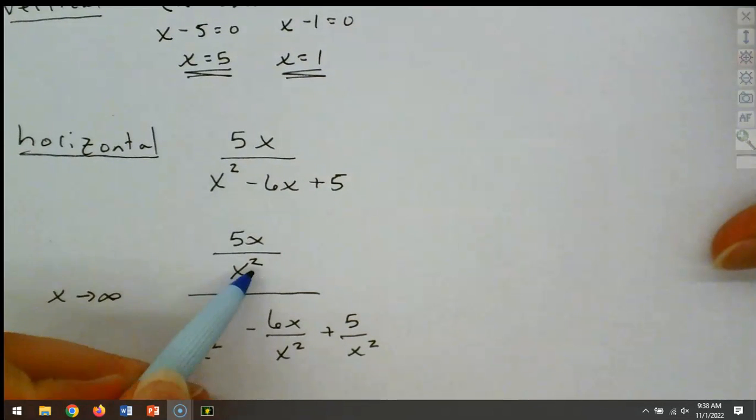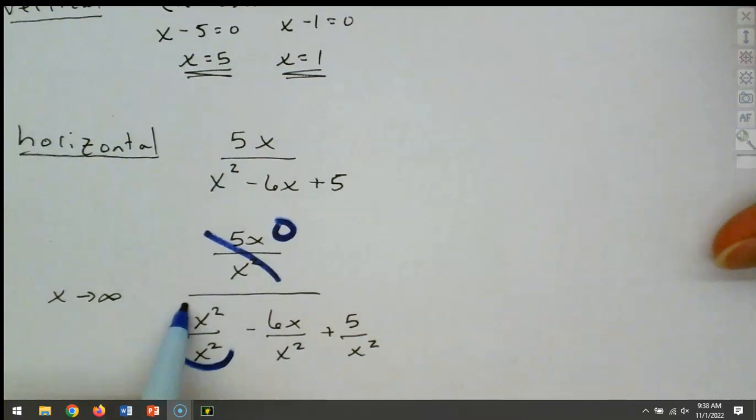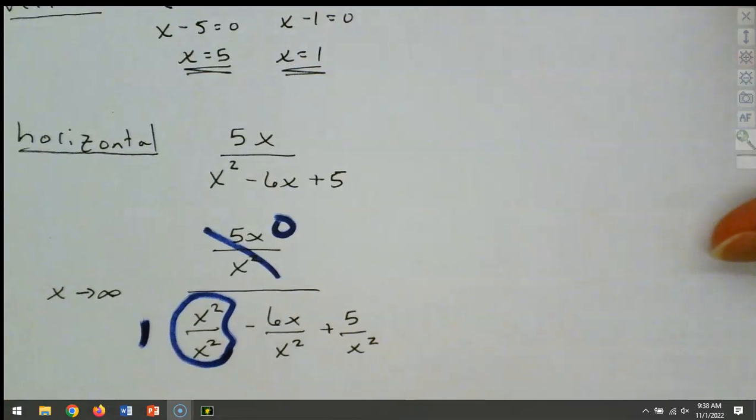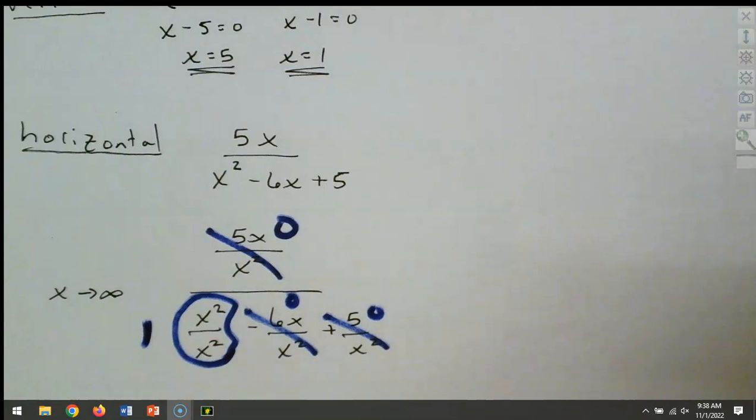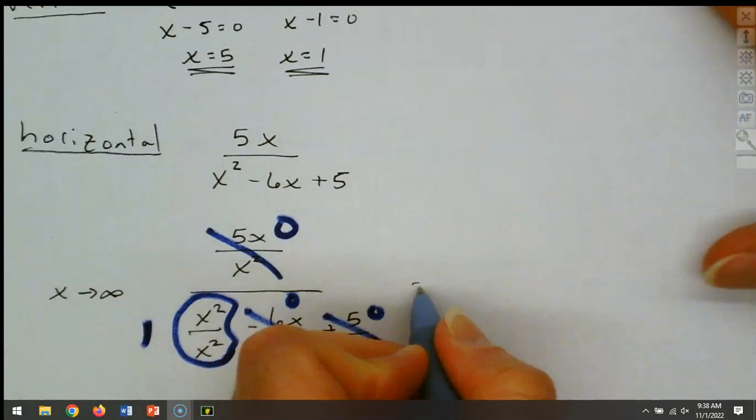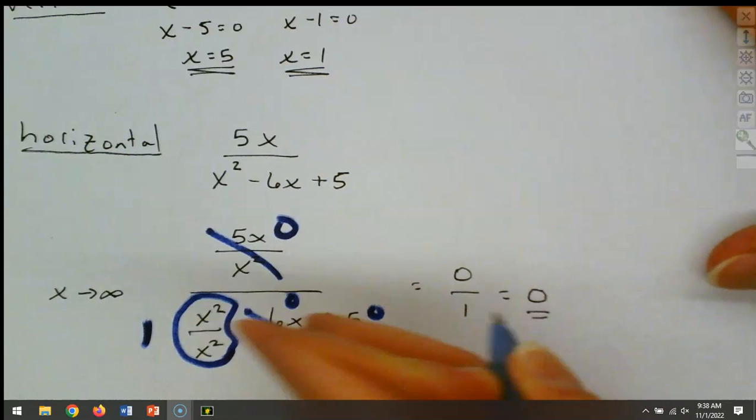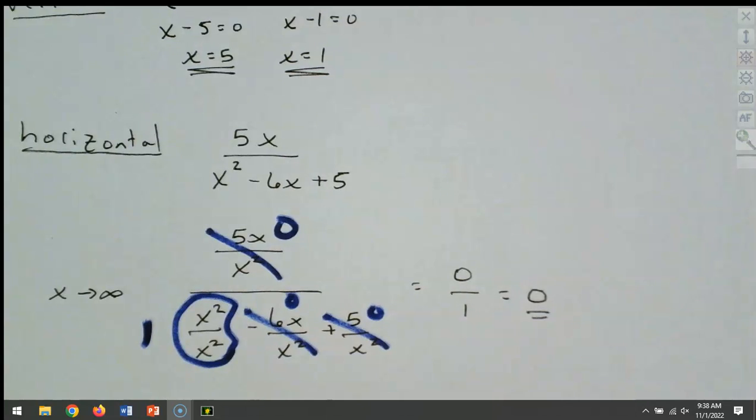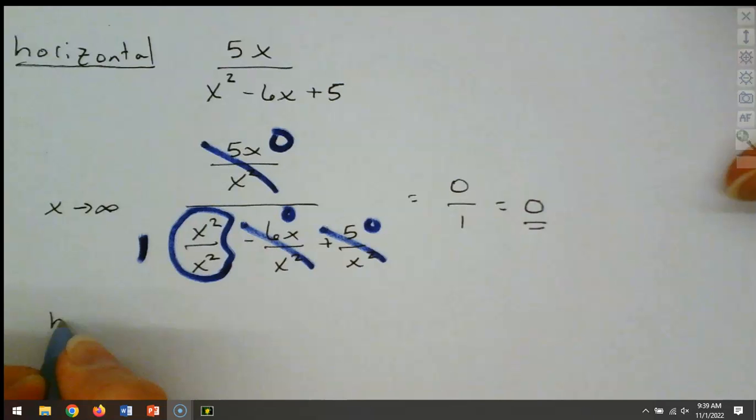Well, 5x over x squared doesn't reduce down to a whole number, so that's gone. However, x squared over x squared reduces down to 1. That's gone, and that's gone. So what's left over is 0 over 1, which is then 0. Okay, so our horizontal is going to be y equals 0. That's a horizontal asymptote.